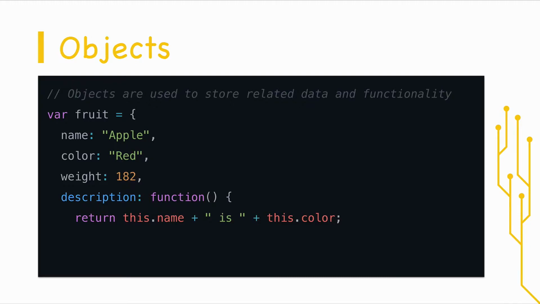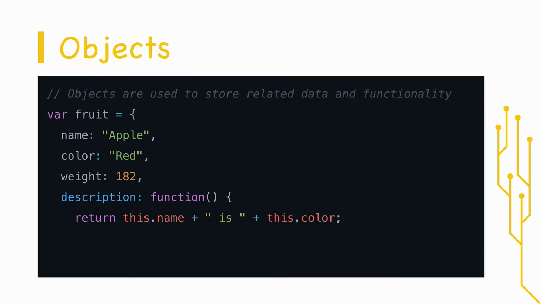And this.name refers to the current object's name property. So the current object is the fruit object, and fruit object.name means the name property of the fruit object. And thus, this.name refers to the name property of the fruit object, which has the value the string apple. So this.name is basically the string apple. And similarly, this.color is basically the string red, because this.color means the color property of the fruit object, which has the value the string red. So this expression basically evaluates to the string apple concatenated with the string is concatenated with the string red. So apple is red. That is basically the string that we're trying to create here.